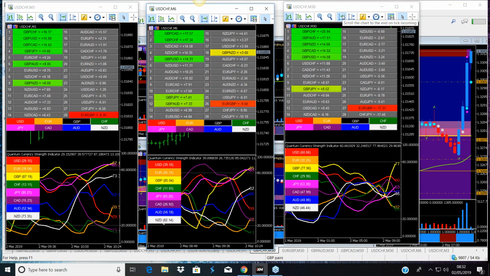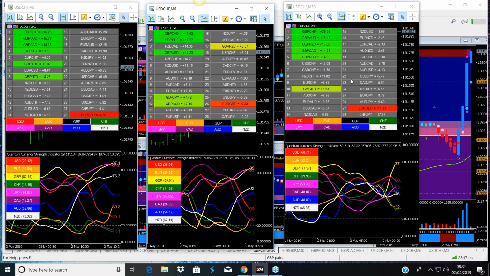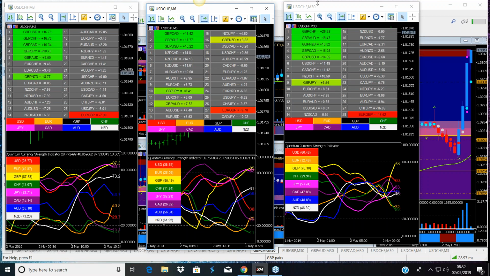Now, the time frames I have here, I found work very well, and I normally have a Renko, but let's just stick to time charts at the moment. This is the 30-minute. You've got to have a benchmark on the slower time frame.